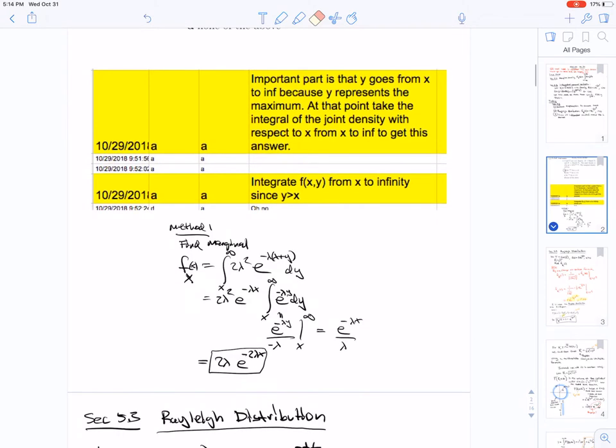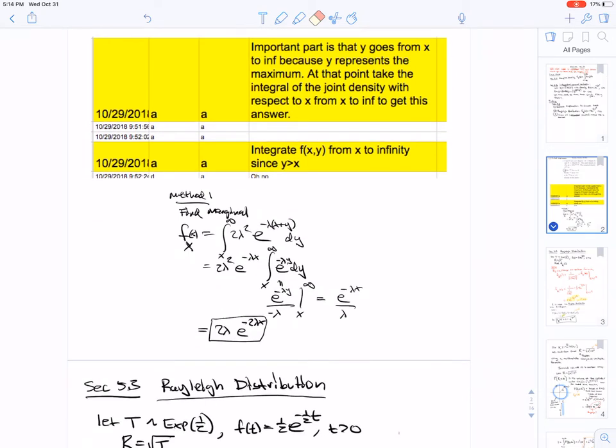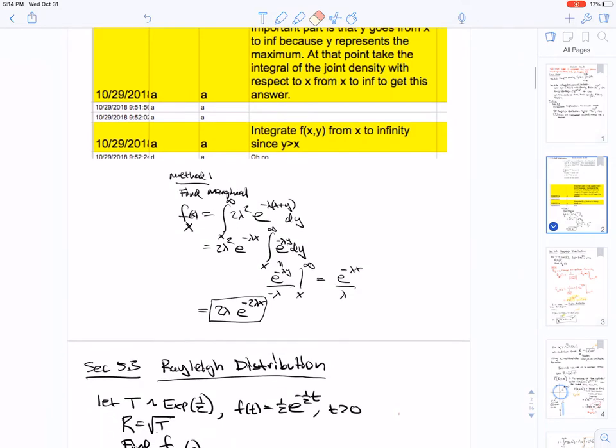Here's a nice explanation. The important part is that y goes from x to infinity because y represents the maximum. At that point, take the integral of the joint density with respect to y from x to infinity to get this answer. Another person writes, integrate the joint from x to infinity since y is greater than x. So that's all a nice explanation, and I've written out my solution below.